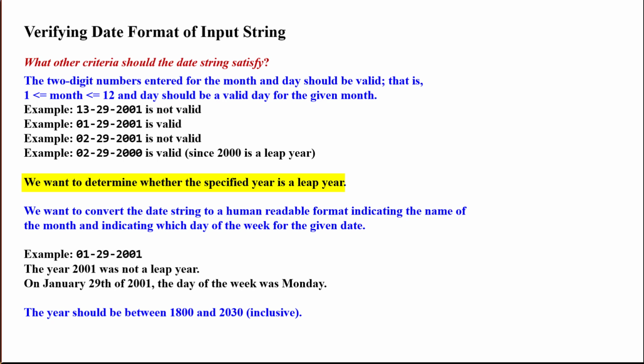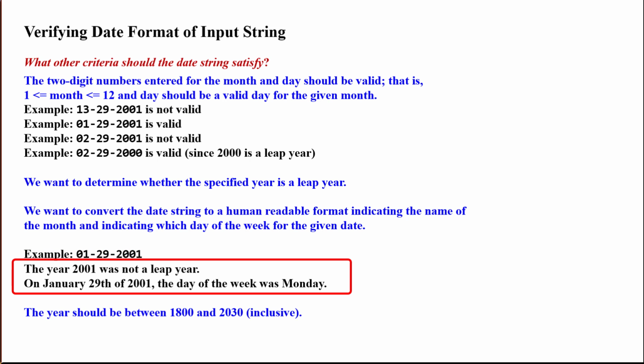Well, we want to determine whether the specified year is a leap year. We want to convert the date string to a human-readable format where we indicate the month by name and also indicating the day of the week. So, for example, 01-29-2001, we would want to say that 2001 was not a leap year because it wasn't. And then we want to convert the date to a human readable format, which would be January 29th, 2001.